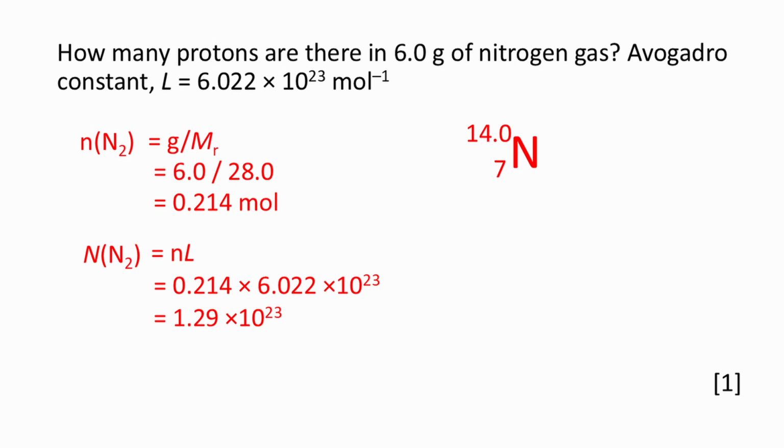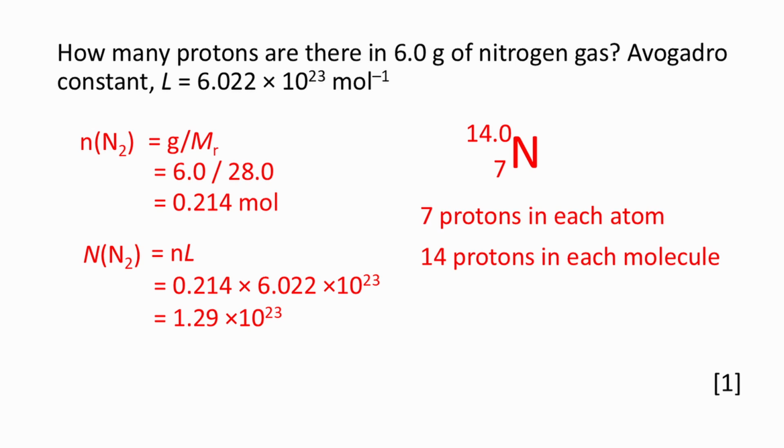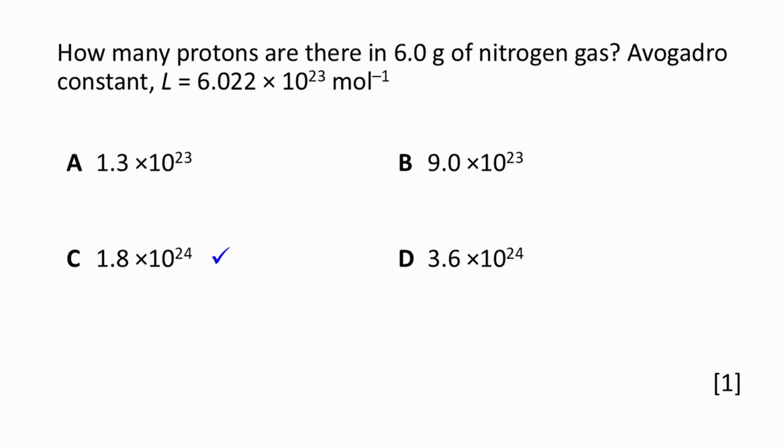Next, we can work out the number of nitrogen molecules using the number of molecules is equal to the amount multiplied by Avogadro's number. This works out to be 1.29 times 10 to the 23. There are 7 protons in each atom of nitrogen, so there must be 14 protons in each molecule. We can calculate the number of protons in the sample by multiplying the number of molecules by 14. The correct answer is option C, 1.8 times 10 to the 24.